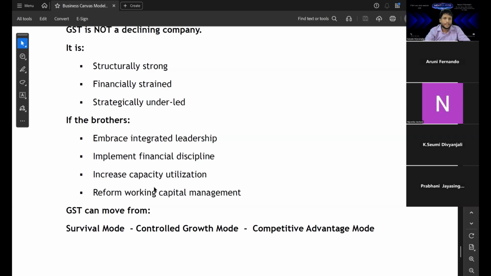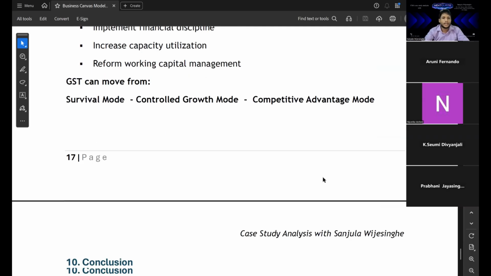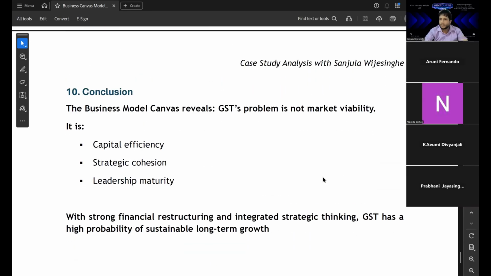You need to think about this. Then GST can move from survival mode, to controlled growth mode, and to competitive advantage mode. This is the place where they are generating sustainable competitive advantage. Right, with this, what will be our conclusion on the business model analysis?